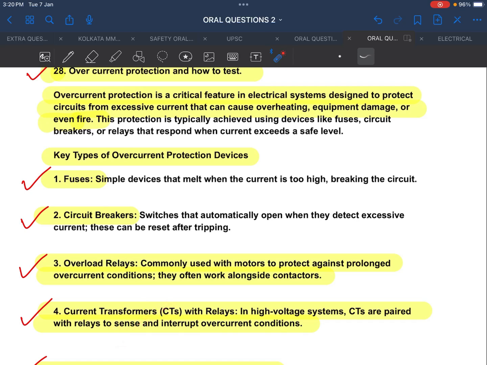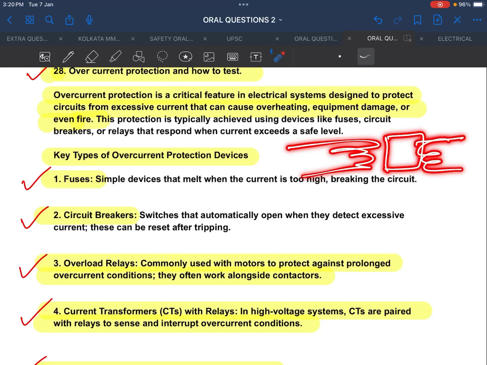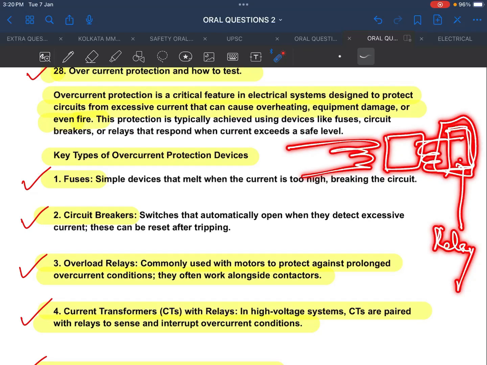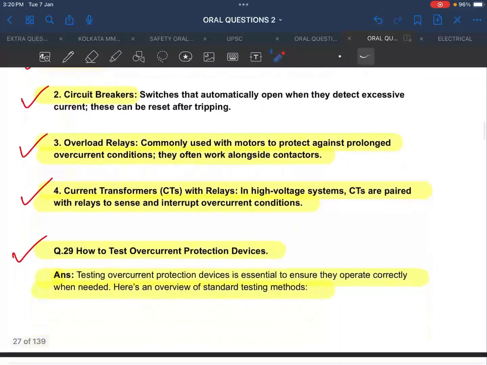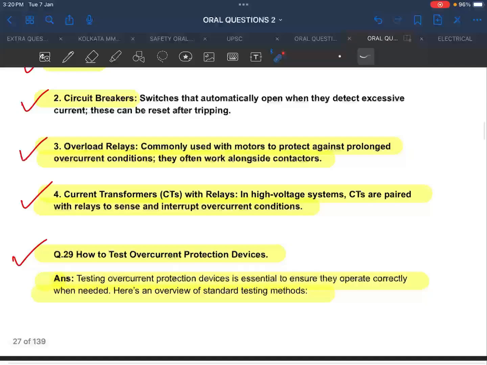Okay, CT with the relay, because in some systems there is a high current, we just transform this current into a lower current and then connect it to the CT, and this CT is connected to the relay. When there is some current imbalance in this CT, it gives a signal to the relay, and the relay will disconnect the circuit. Okay, so we are using this CT also, you can understand it very well.